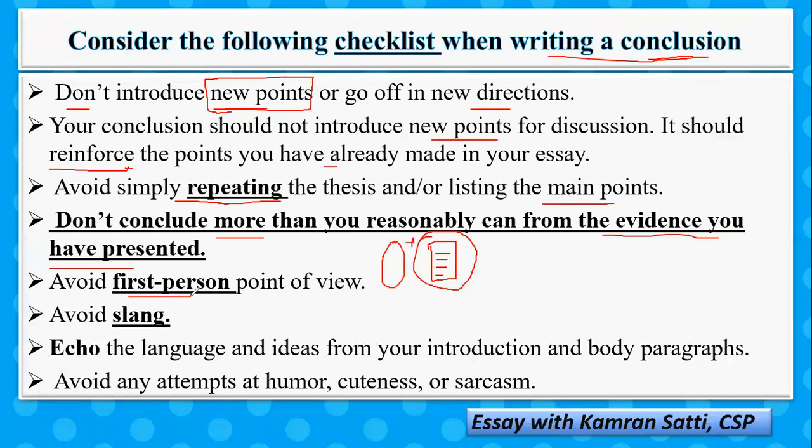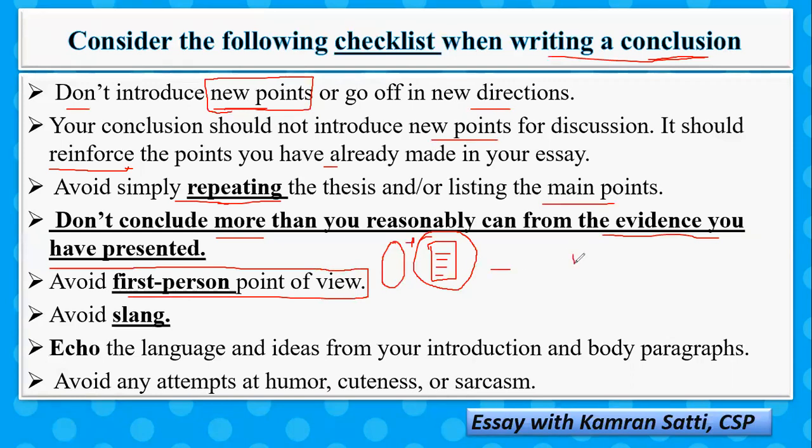Avoid the first person point of view. Never use personal pronouns like I, you, we. Now in the previous examples I have used we, but that was just to make the concepts clear. In the real essay, you can't use the word we, I, you. First person pronouns or any other pronouns, he, she, should be avoided, because an essay is a very formal piece of writing.